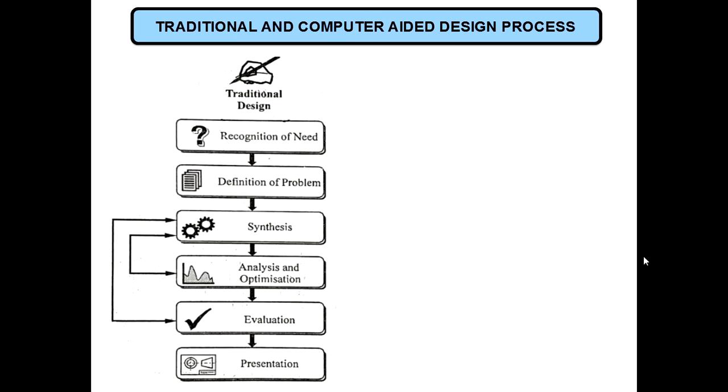Then let's compare the traditional and computer aided design process. In the traditional design process we have 6 phases as shown in the figure. Starting from the recognition of the need, then defining the problem. So this is part of the market survey, and this input we are getting from the customer or from the market. Then the next 4 phases are synthesis, analysis and optimization, then evaluation, and finally the presentation. Now these are the traditional design process that we are having for our component.